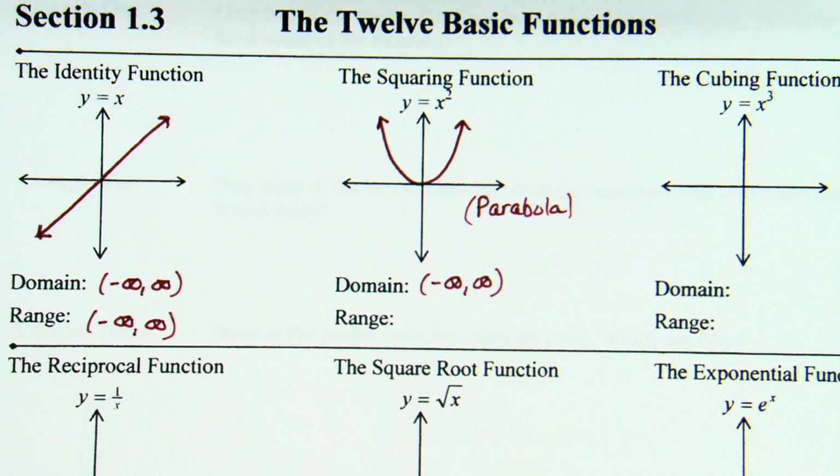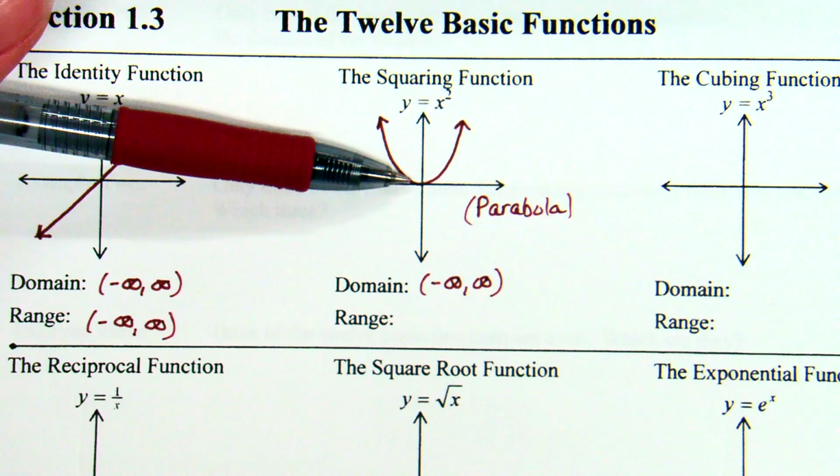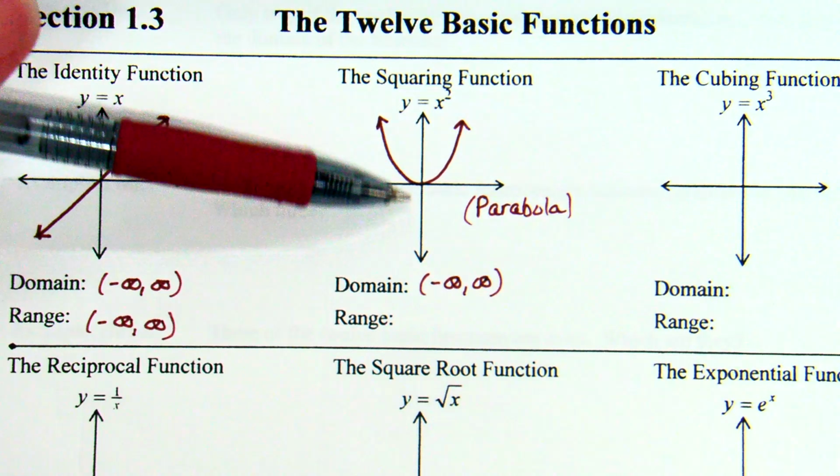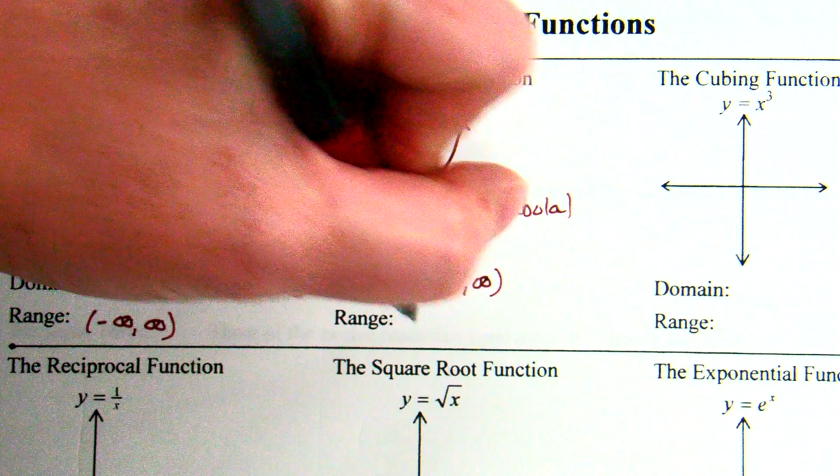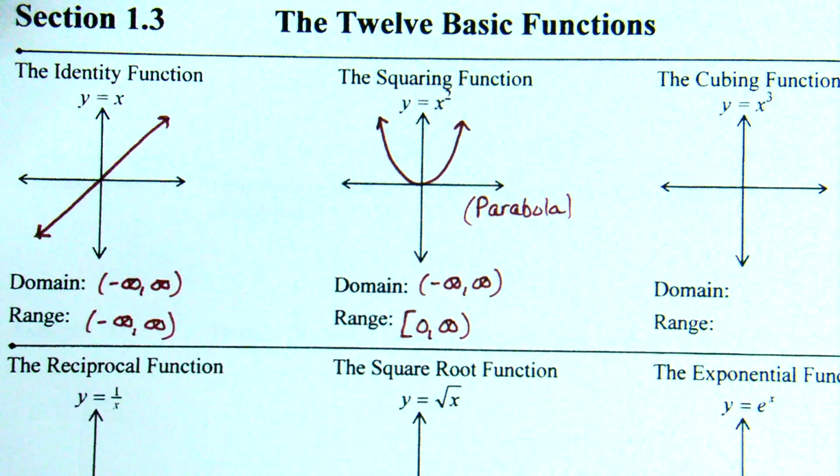Range: how low does my graph go, and how high does it go? 0. So my y values on this graph are everything 0 and above, because the first y value we have is 0. My graph goes through 0, 0. So this is 0 with a bracket up to infinity, or all values y greater than or equal to 0. Okay, those first two are old news, right?